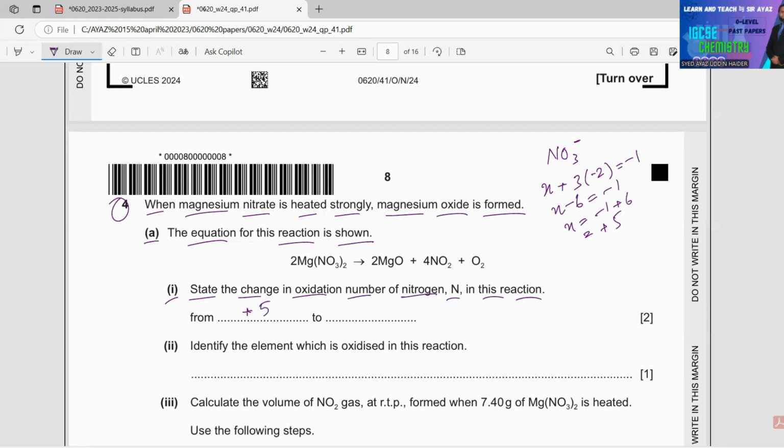What about in NO2? NO2 is a neutral compound. So there isn't any charge on NO2 overall. So I write 0. Let's consider this nitrogen again as X plus 2 atoms of oxygen, which will be multiplied by the oxidation number of oxygen, which is -2 in this case, is equal to 0. X minus 4 is equal to 0, or X is equal to +4. So it's changing from +5 to +4. Number 2, identify the element which is oxidized in this reaction. So if you look at the oxidation number of oxygen on the reactant side, it's -2. What about the product side?